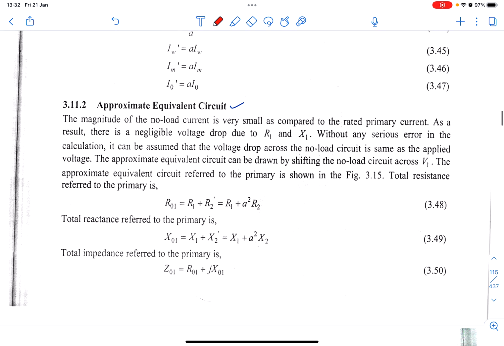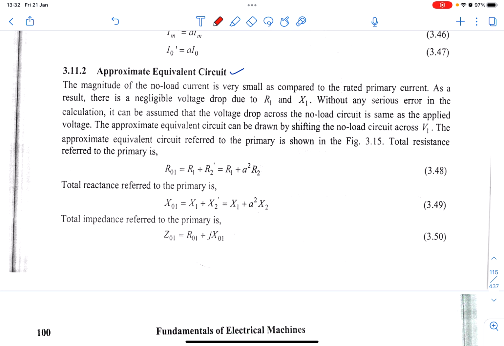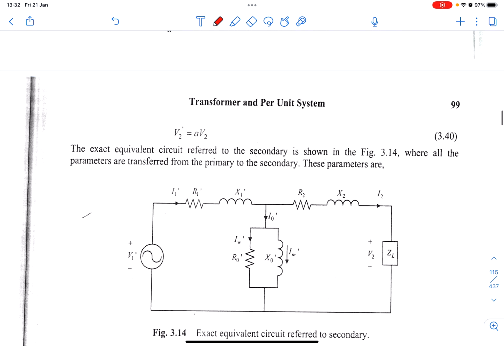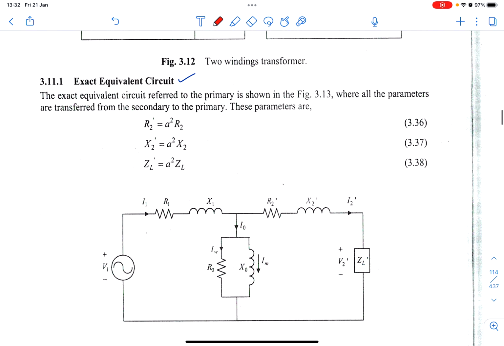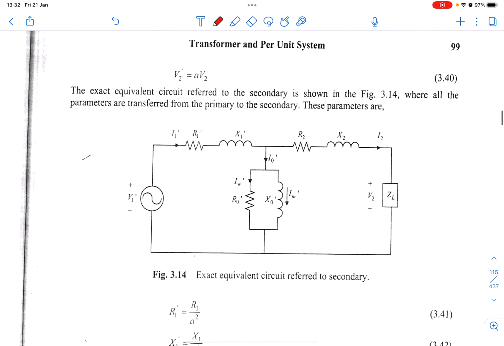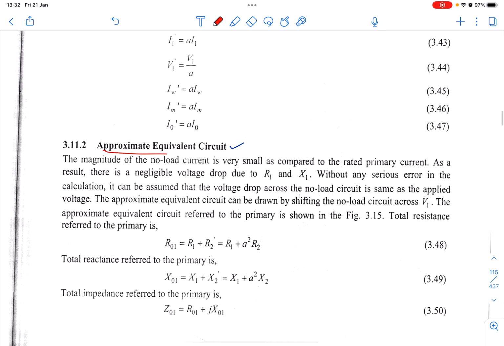So the next thing is, let's look at the approximate equivalent circuit. What is the difference between the exact equivalent circuit and the approximate equivalent circuit?